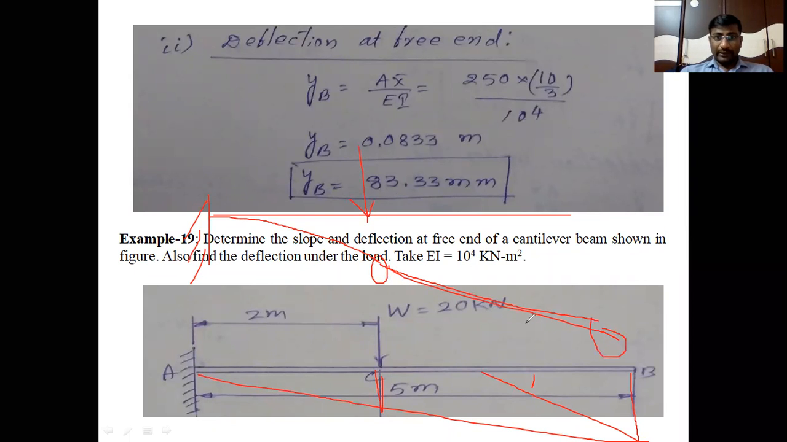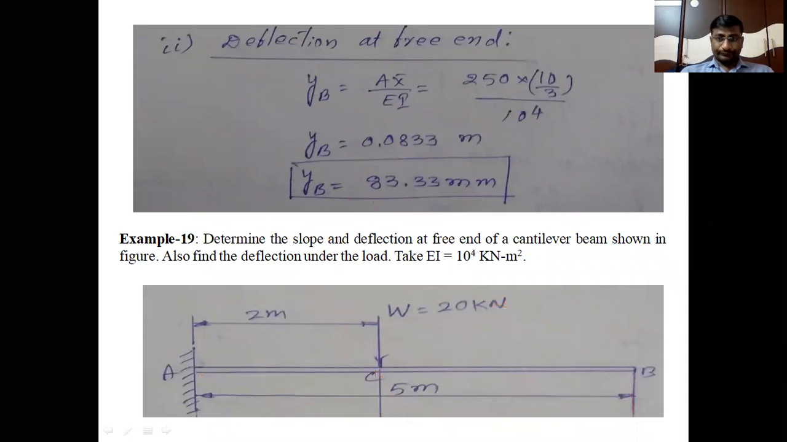If you draw the tangent at this place, it coincides with the beam, and this is the slope at this point and also the slope at this point. Slope doesn't vary beyond the load, but the deflection varies. This is the deflection at the point of application of load. This is the deflection at the free end. So deflection increases, but the slope is the same as that at the point of application of load.